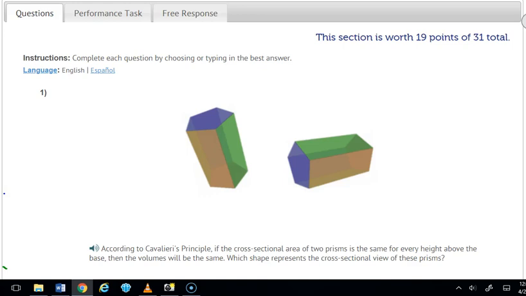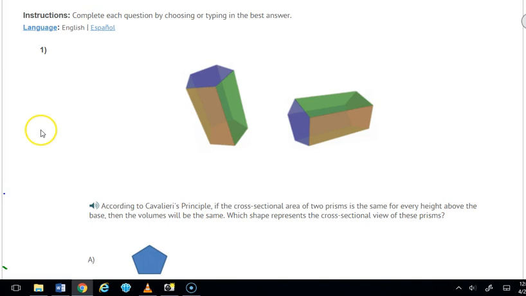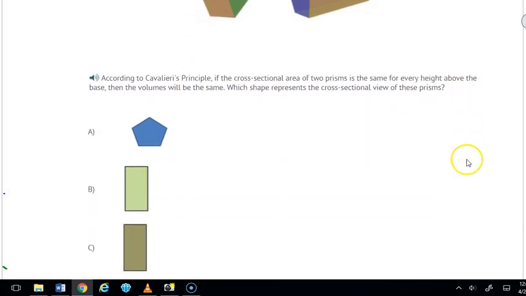In this video, I'm going to go over part 2 of the mock geometry EOC, the 5th one that we took. So first of all, number 1 says, according to Cavalieri's principle, if the cross-sectional area of the two prisms is the same for every height above the base, then the volumes will be the same. Which shape represents the cross-sectional view of these prisms?